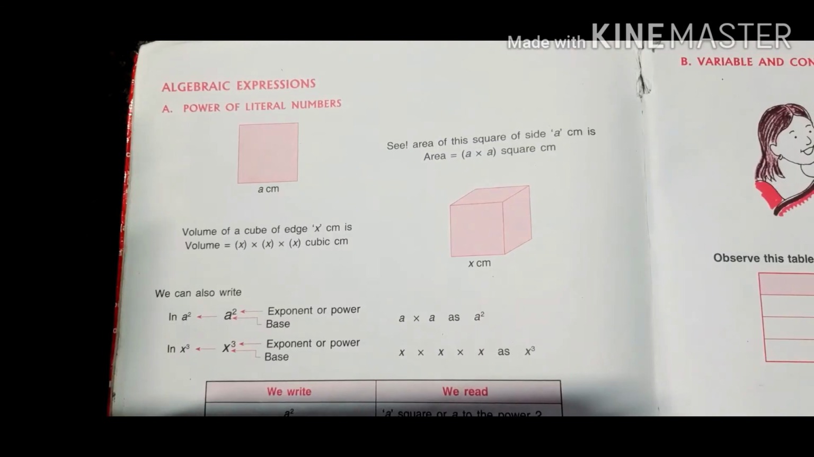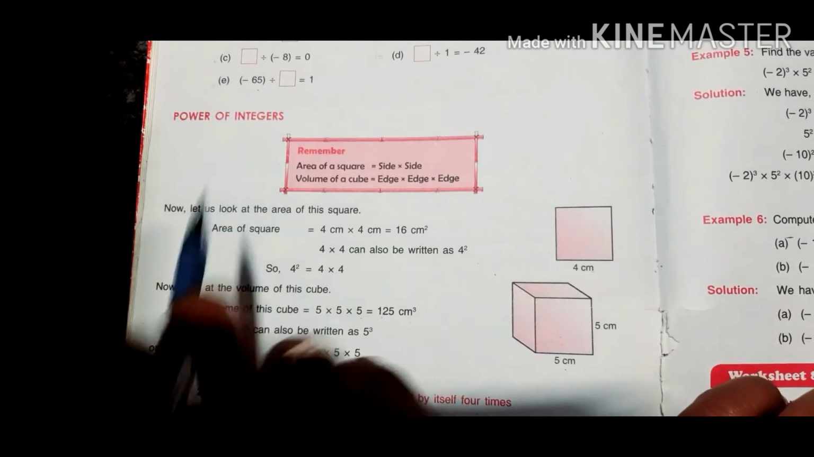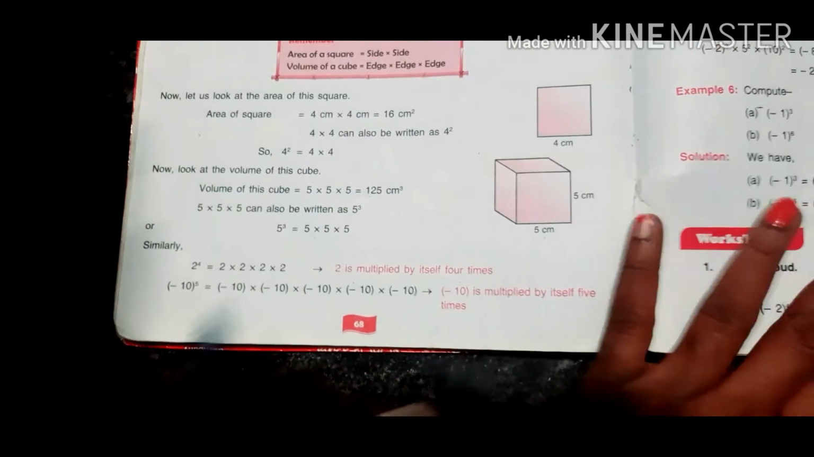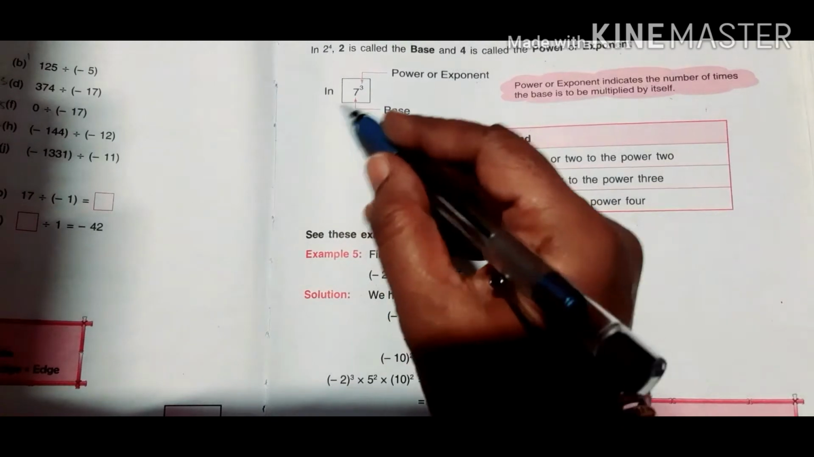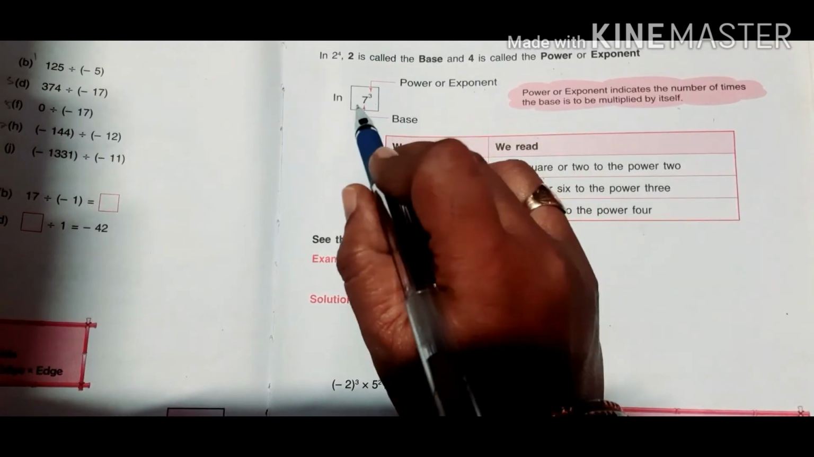Then next is power of literal numbers. In the last classes under integers we had learnt about power of integers, that is 7 to the power of 3. Here 3 is called the power or exponent, 7 is called the base.